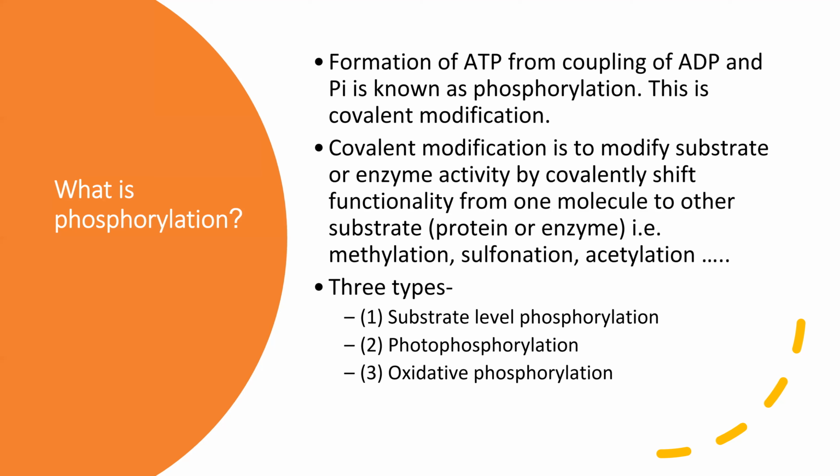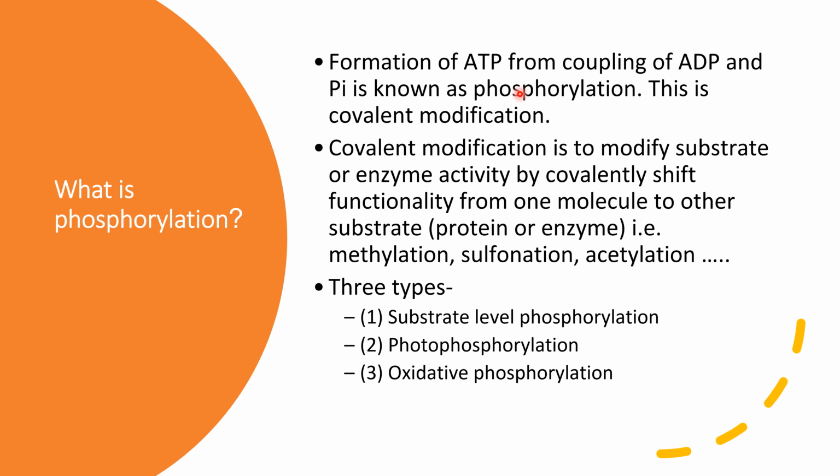So, the very first thing that may come to your mind is: what is phosphorylation? Basically, phosphorylation is the formation of ATP from ADP, the coupling of ADP with inorganic phosphate. It results in phosphorylation because you are adding a phosphate group to one species, ADP, adenosine diphosphate, which gets phosphorylated by another inorganic phosphate group. This is called phosphorylation.